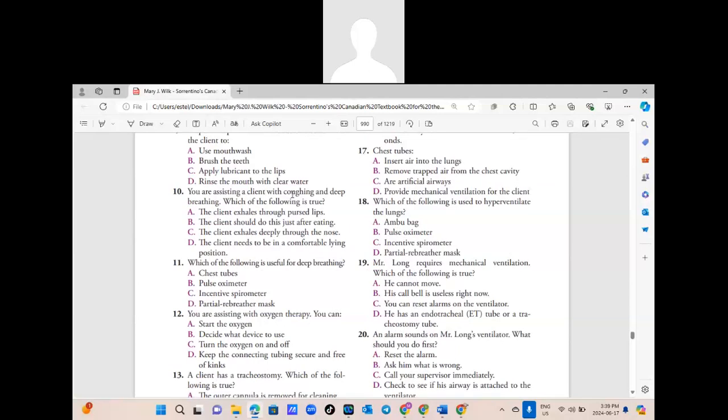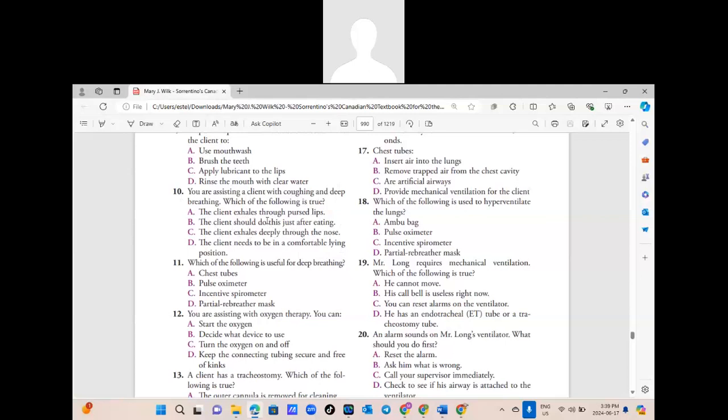Number 10. You are assisting a client with coughing and deep breathing. Which of the following is true? A. The client exhales through pursed lips. B. The client should do this just after eating. C. The client exhales deeply through the nose. Or D. The client needs to be in a comfortable lying position.